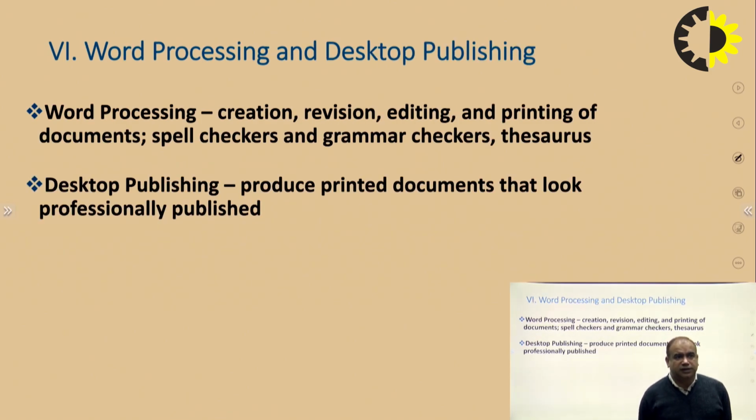Next is word processing and desktop publishing. Word processing is used for creation, revising, editing and printing of documents, with spell checkers, grammar checkers and thesauruses. Desktop publishing produces printed documents that look professionally published. Some of the software is freely available and some is paid. Microsoft Word is paid software, used for word processing as well as desktop publishing.